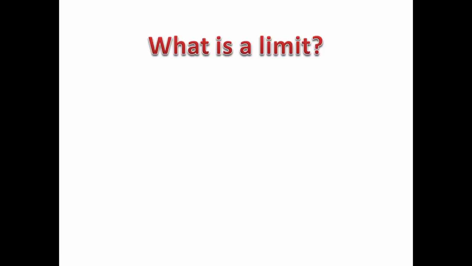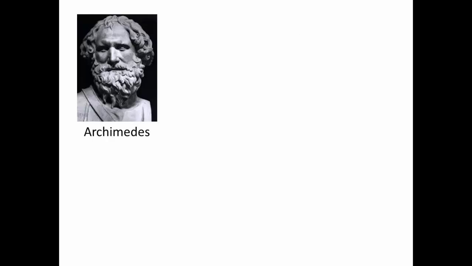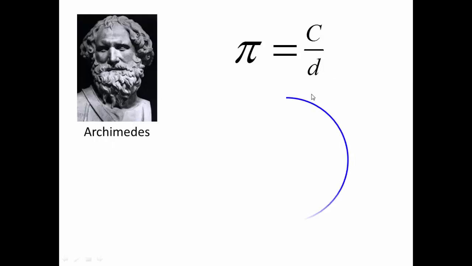Now, to explain what a limit is, I go back to Archimedes and his attempt to estimate the value of pi. Now, what Archimedes did was he recognized that pi is simply the ratio of the circumference of a circle divided by its diameter. In other words, if I take the distance all the way around a circle and then divide by the distance across the circle, no matter how big or how small the circle is, that gives me the exact value of pi. The difficulty is actually measuring those distances.